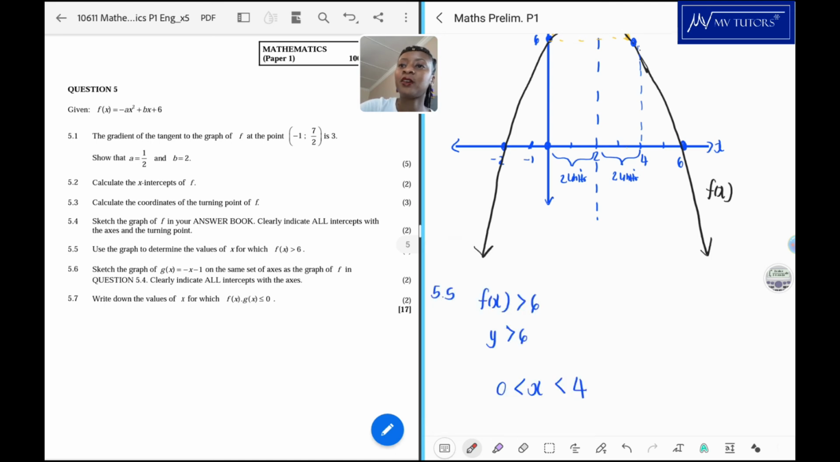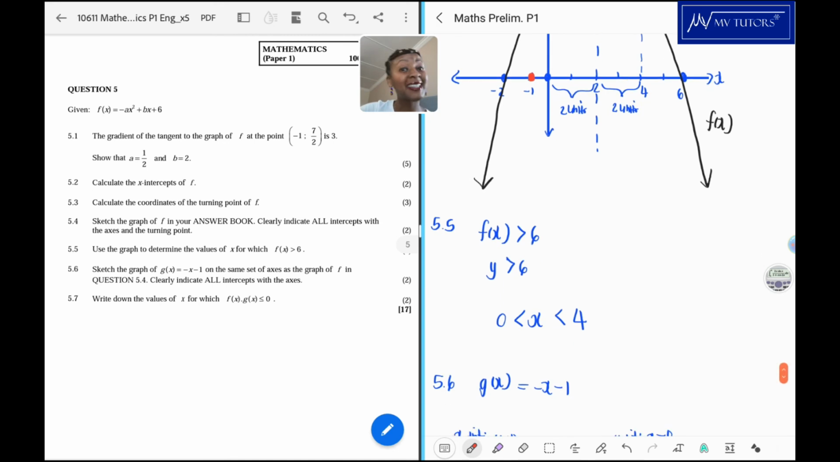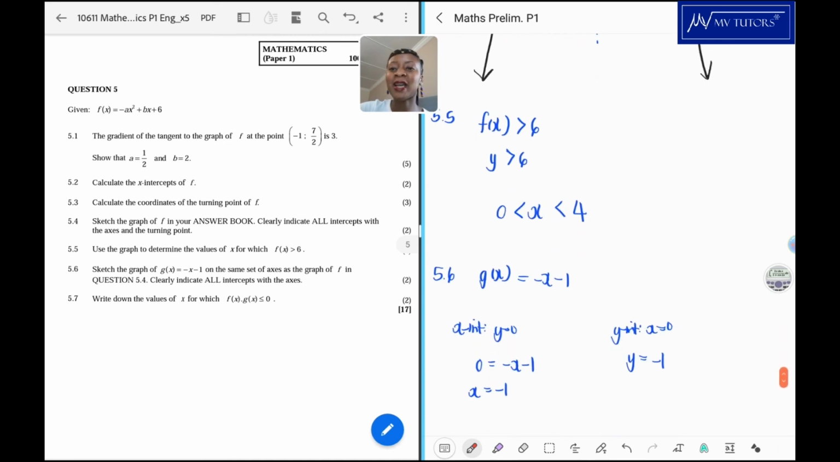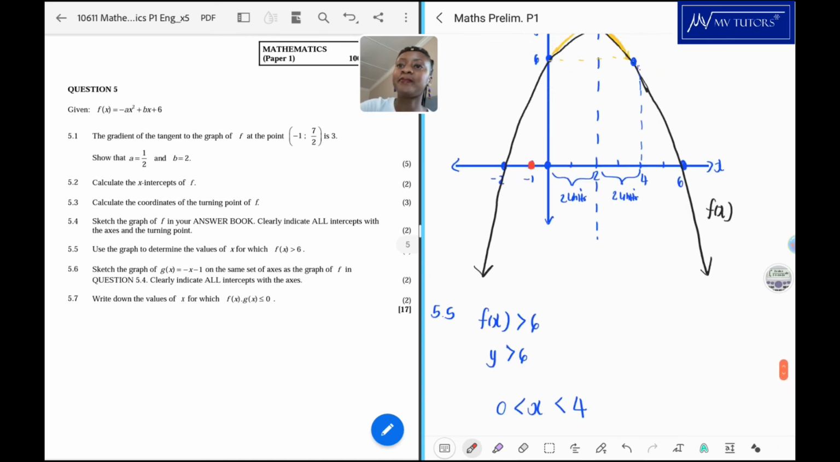So I know I'm going to have, let me choose a different color. I'm going to choose red. Obviously, you're going to use the same color in the exam. You can't be using red. So x is minus 1 and y is minus 1. So I'm just going to do that.